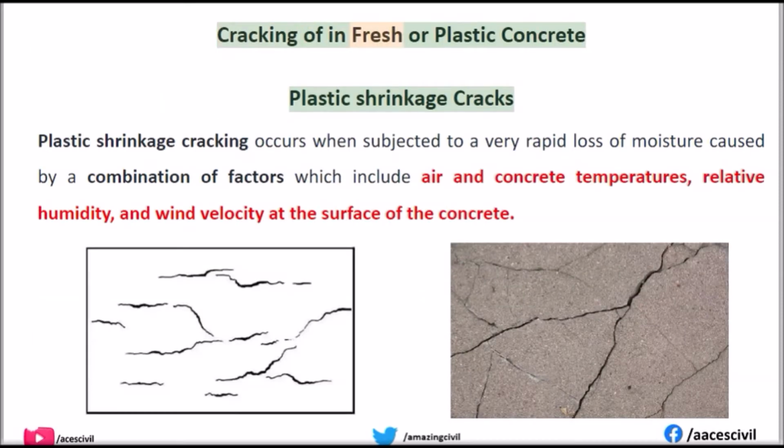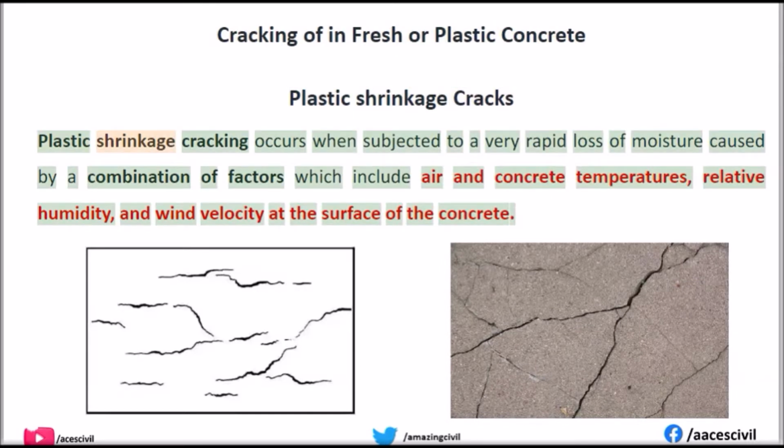Cracking in fresh or plastic concrete. Plastic shrinkage cracks. Plastic shrinkage cracking occurs when concrete is subjected to a very rapid loss of moisture caused by a combination of factors which include air and concrete temperatures, relative humidity, and wind velocity at the surface of the concrete.